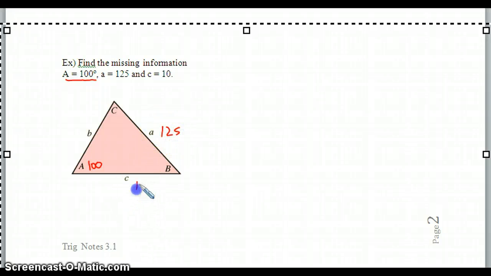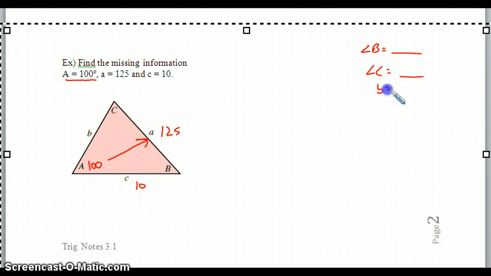So let's go through and label what we know. We have this angle side opposite relationship, so we'll use the law of sines. Before I actually start that, let's list what we need to find. We need to find angle B and angle C and side B. So take the sine of 100, divide it by 125, and set that equal then to, because you know side C, you have to find angle C first, sine of C over 10.